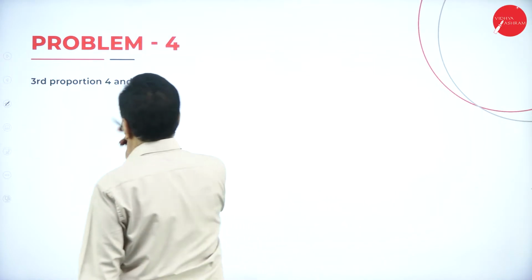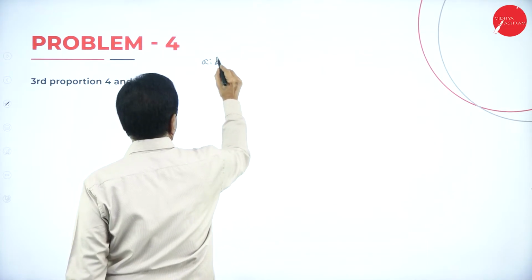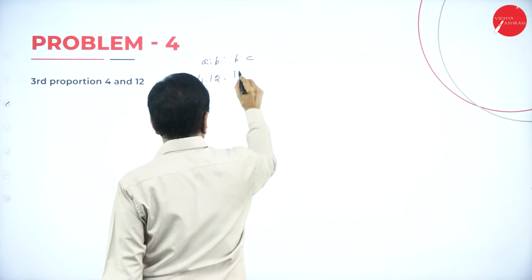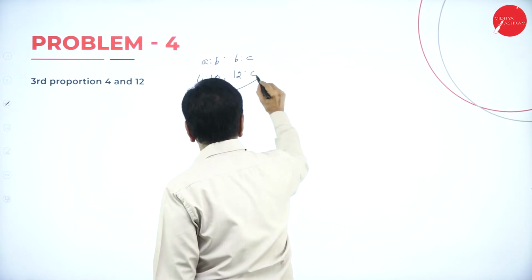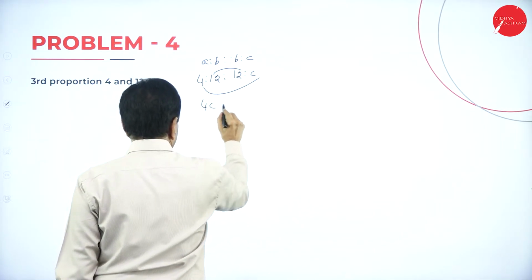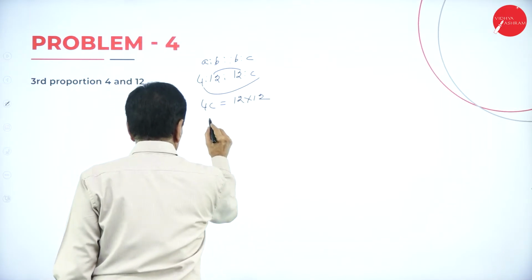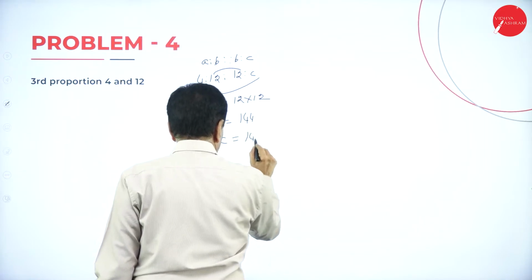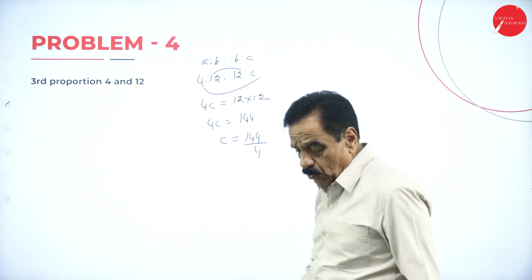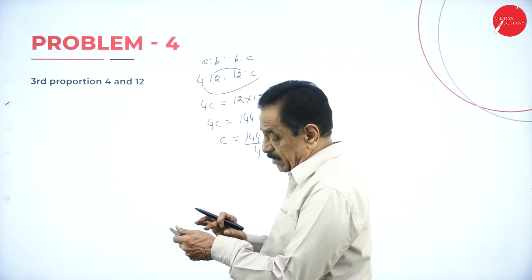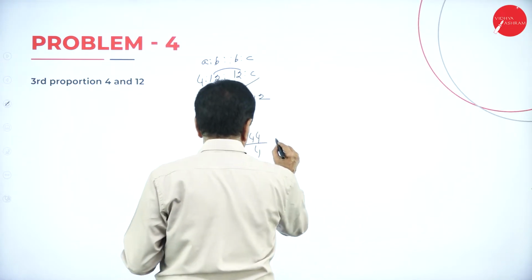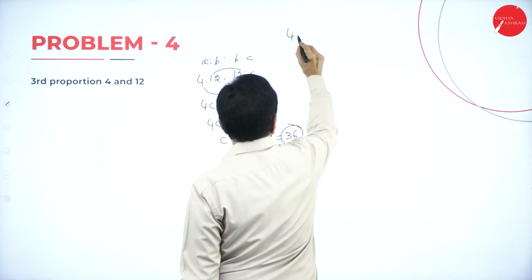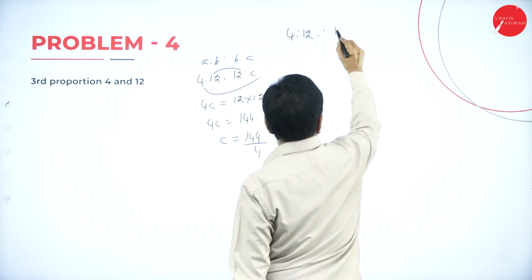Third proportion, this is 4 is to, same formula, A is to B as B is to C. What's your A? 4. 4 is to 12 as 12 is to C. So first and last, second and third: 4C is equal to 12 into 12. 4C is 144. C is equal to 144 divided by 4, which is 36. So the numbers are 4 is to 12 as 12 is to 36.